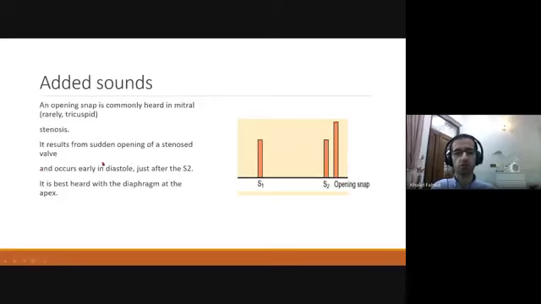And here you can conclude what the causes of the opening snap early in diastole are. So could you conclude the cause of the opening snap?